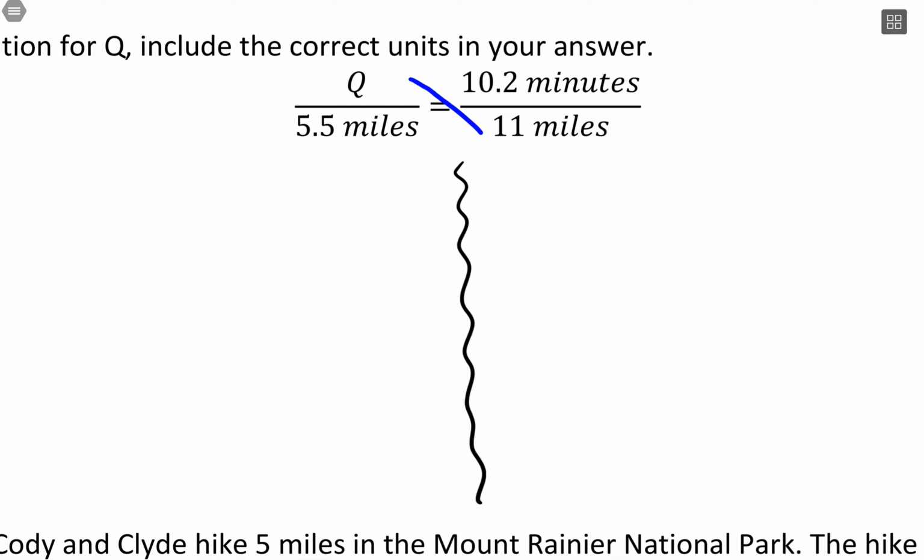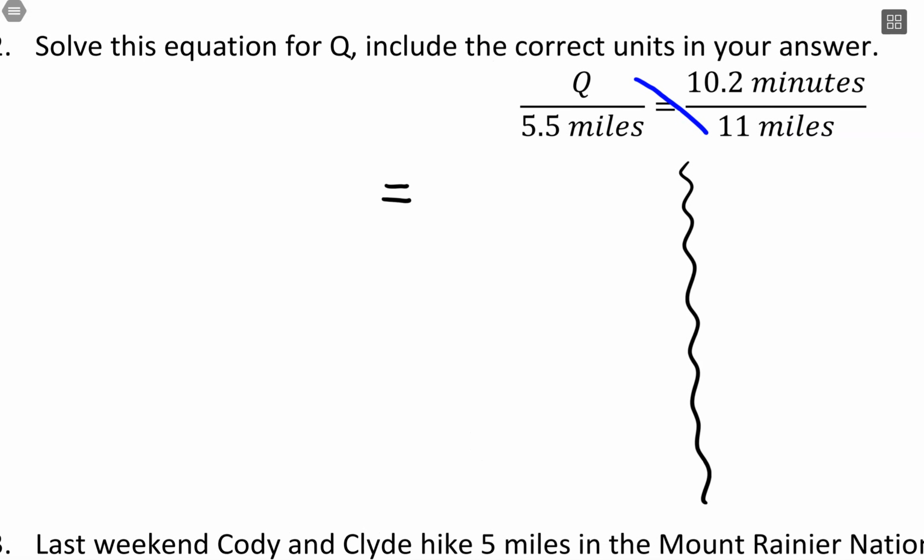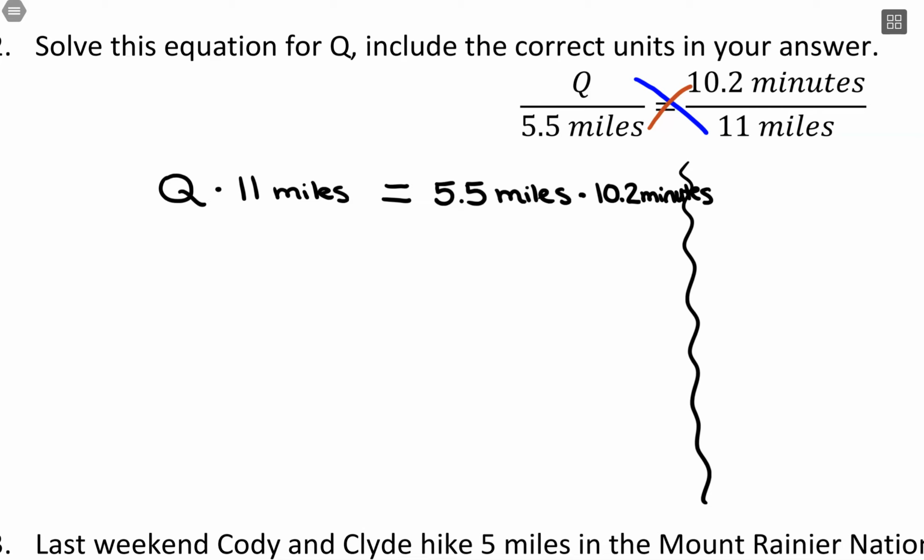So cross multiplication means we'll multiply those together. So if I bring down my equal sign, on one side we'll have Q times 11 miles. And notice that our unknown does not have units on it. We're doing that on purpose. The variable does not have units, but everything else does. So Q times 11 miles. And then on the other side, we'll have multiplication of 5.5 miles times 10.2 minutes. Ooh, that got a little squished there. I'm just going to move that over.